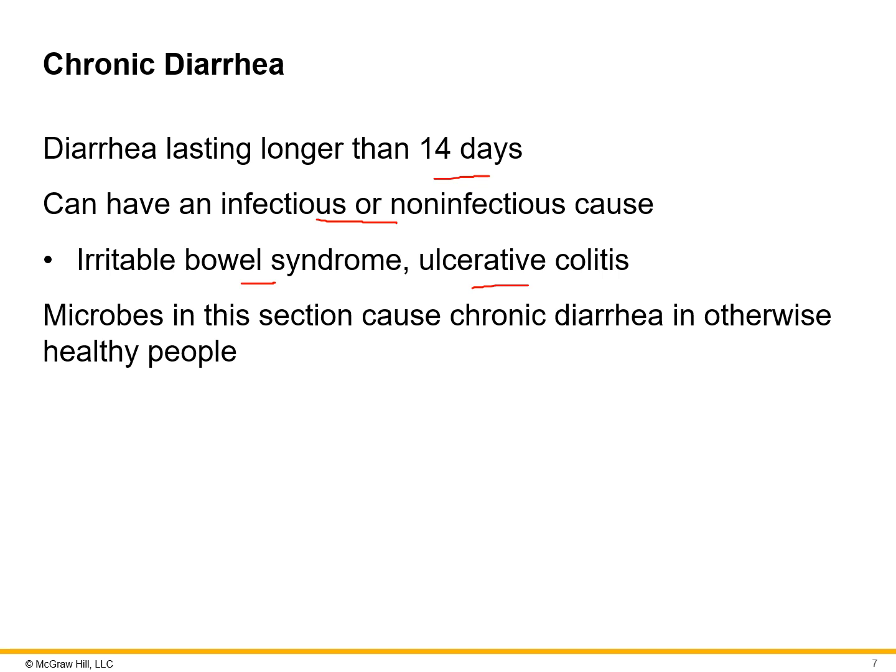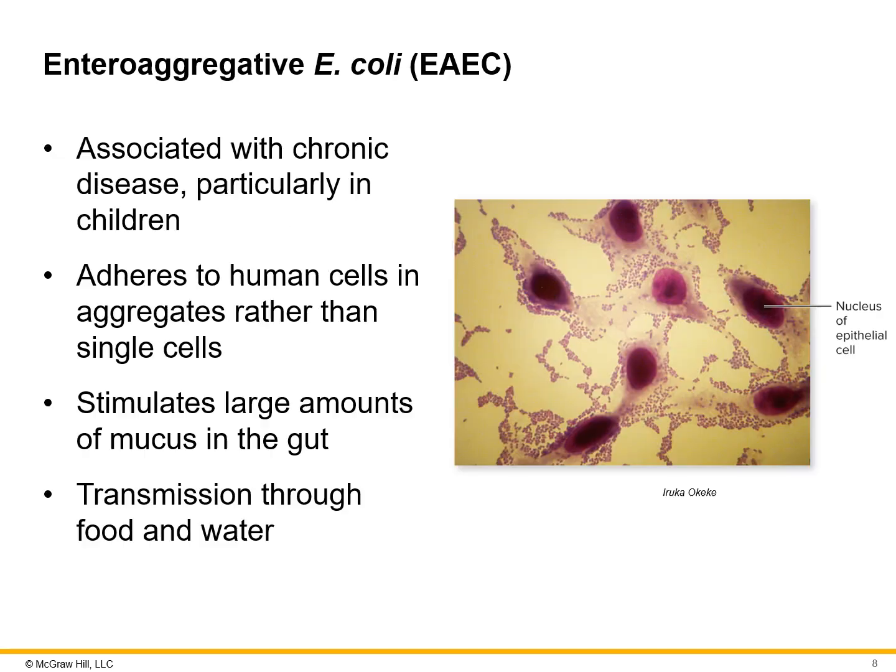forms, so you didn't actually get them from somebody. The microbial form is still caused by a microbe. It's still infectious. It's just that it can't be passed on. So the microbes here, again, cause chronic diarrhea in otherwise healthy individuals.